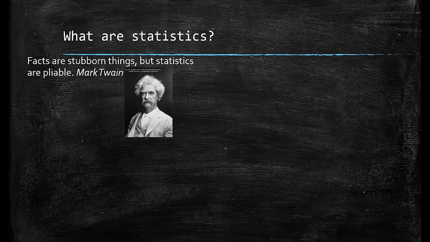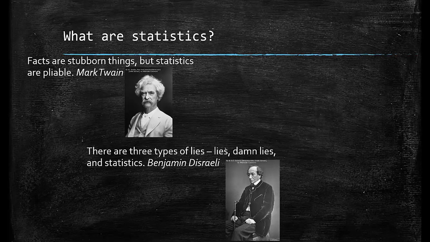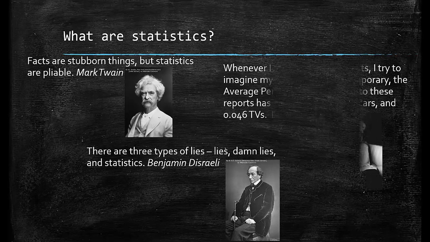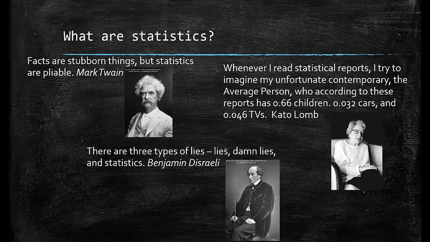Mark Twain links us from facts to statistics by noting facts are stubborn things, but statistics are pliable. Benjamin Disraeli opined, there are three types of lies: lies, damn lies, and statistics. Finally, from Cato Lohm, whenever I read statistical reports, I try to imagine my unfortunate contemporary, the average person who, according to these reports, has 0.66 children, 0.032 cars, and 0.046 TVs. As you can see from the quotes, there is a little more disdain for statistics. However, they can be strong evidence for an argument when obtained from the proper source.